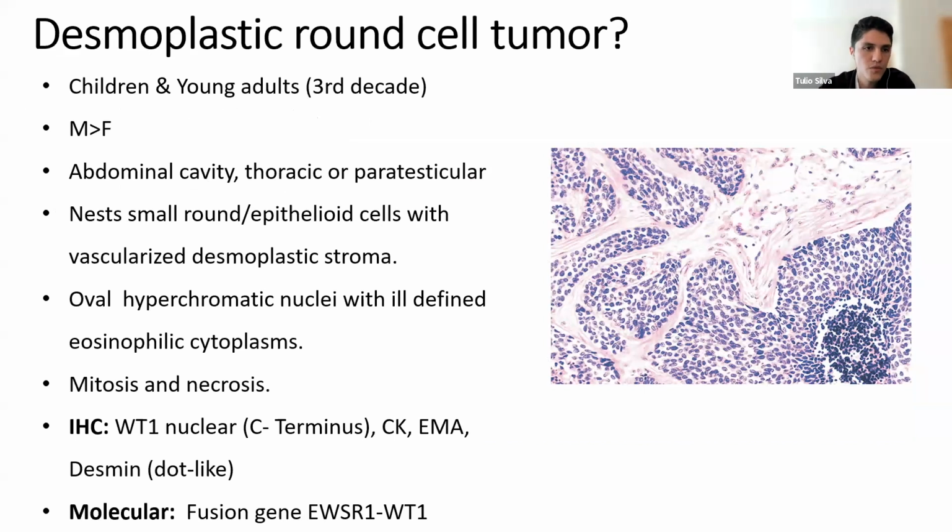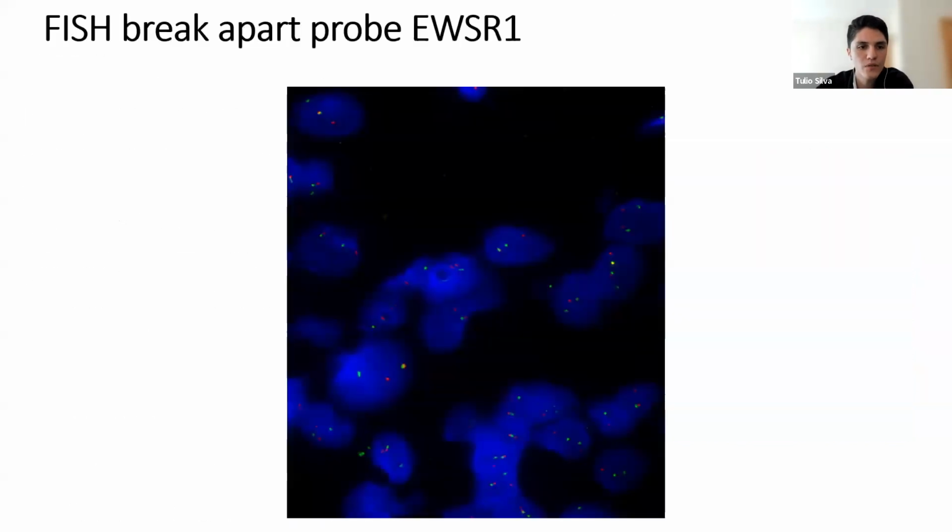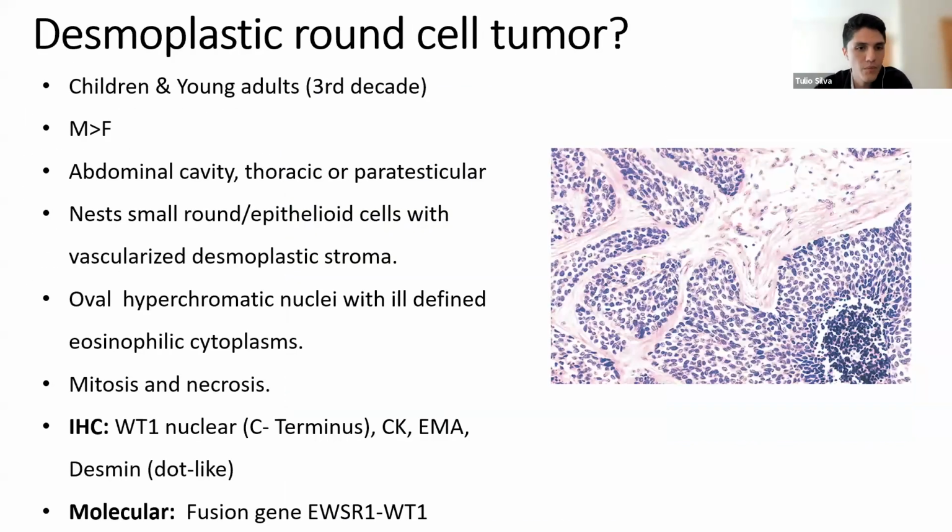As you know, this tumor can be present in young patients, as in our case. It can also be located in the thorax. It can show nests of small round epithelial cells or oval cells with oval hyperchromatic nuclei, even though we didn't see high mitotic activity or even necrosis, but for us it was a good option. Also for the immunophenotype, the positivity for keratins, and we also have some expression of desmin.